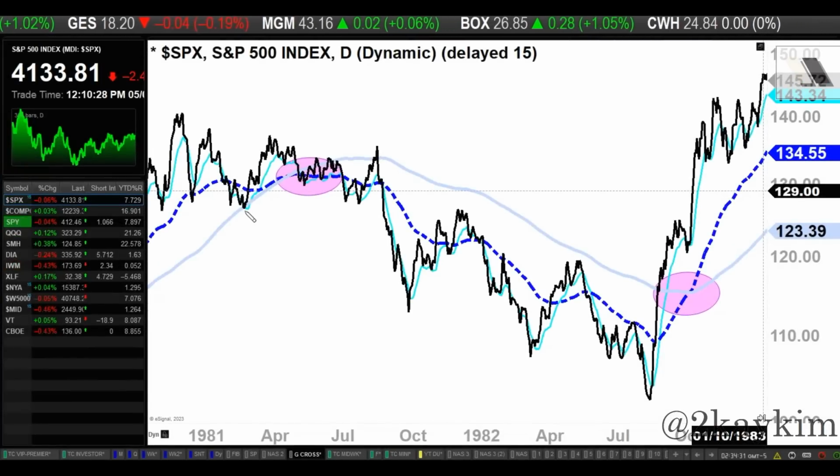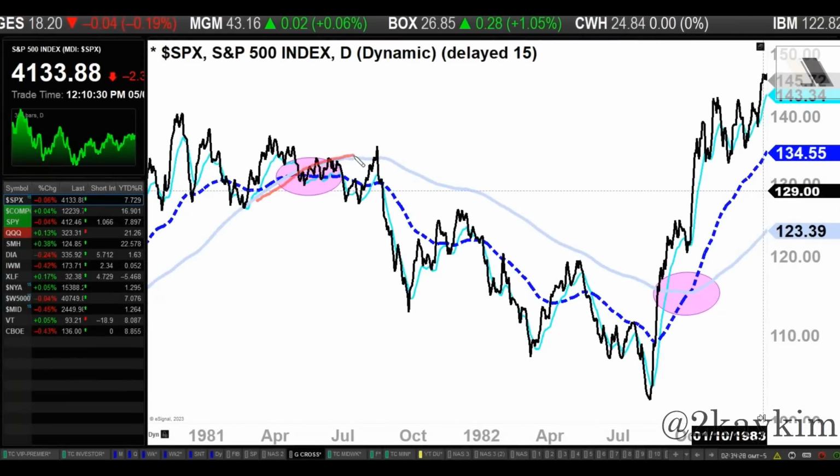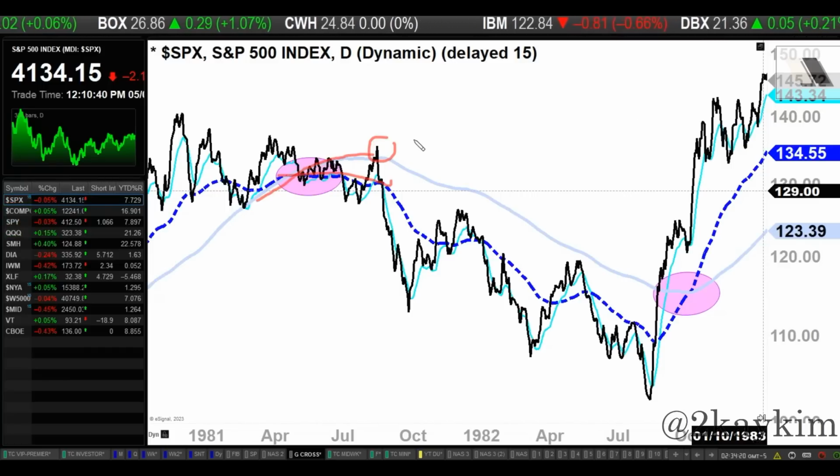You can see that the long-term moving average is not above it. The mid-term moving average is underneath it. Yet again, the price is trying to get above it. It's just trying to, you know what I mean? Trying to get that air. But then again, not able to keep that traction going.